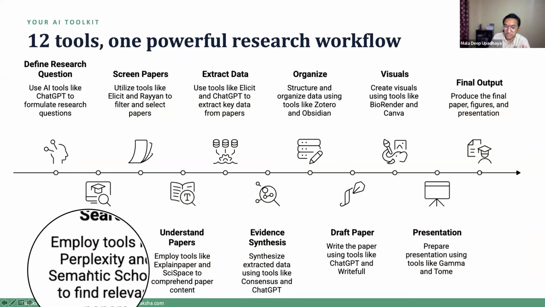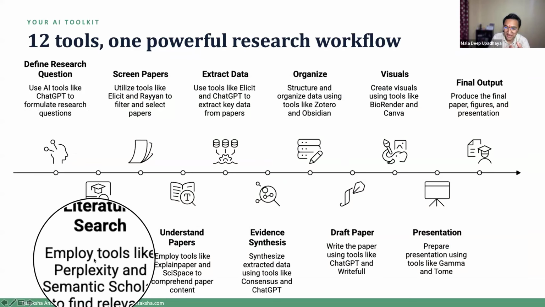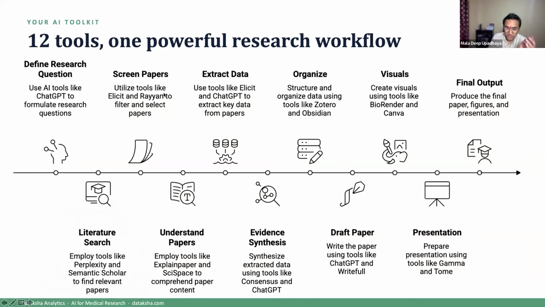Now there's another tool called Semantic Scholar, Elicit, right? For screening papers, which papers are very good, which papers have different things, we'll be using Elicit or Rayyan. For understanding papers, we'll use Explainpaper or SciSpace. If you see, there are lots of tools, but you have to pick one tool that is free, and of course workable for you. So these are the tools that I use actually.